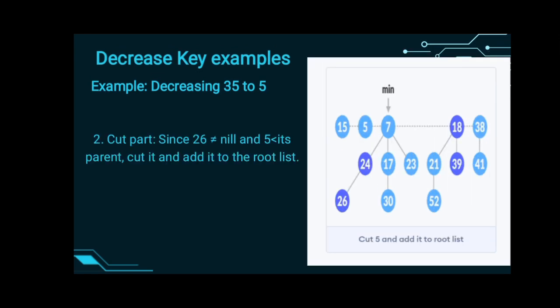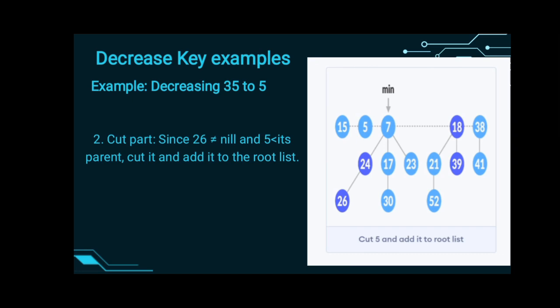So the next step is the cut part. Since 26 is nil and 5 is lesser than its parent, cut it and add it to the root list. So this part, so basically we cut something and add it to the root list. And this will be number 5.